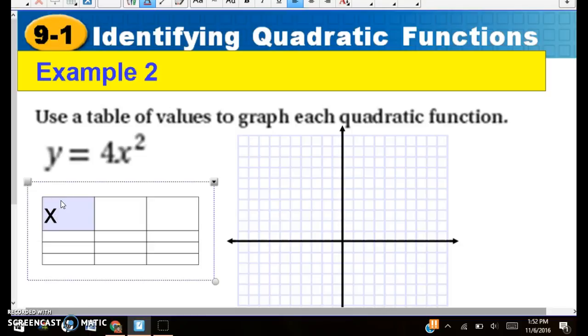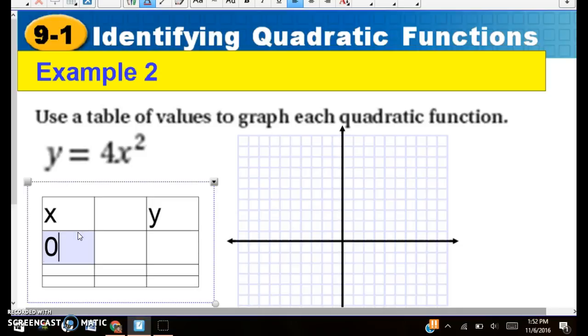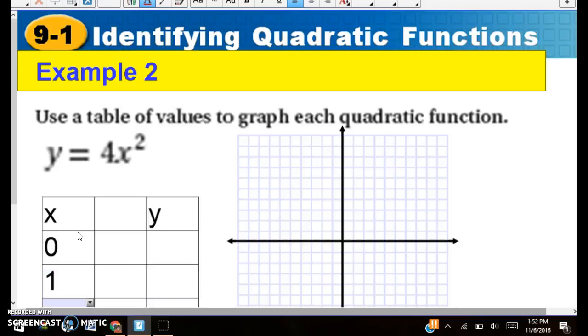So let's do one of these, for example, and graph it. If this is my x and this is my y, I'm just going to pick some low numbers here, like 0, 1, and -1.